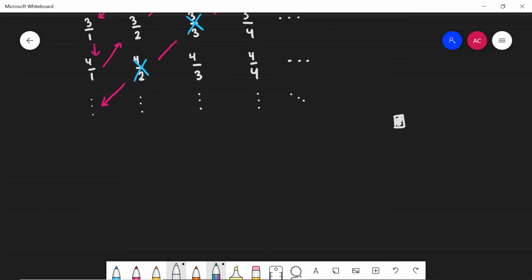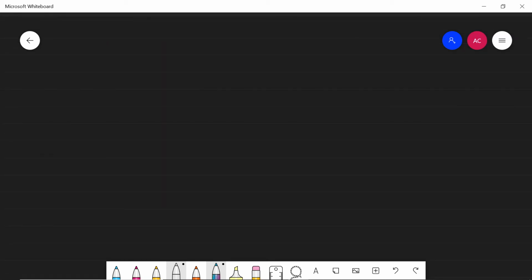Okay. So what we're going to do now is prove that the set of numbers in between 0 and 1 is actually not countably infinite. Okay, so this is a theorem. We're going to call this a theorem here.